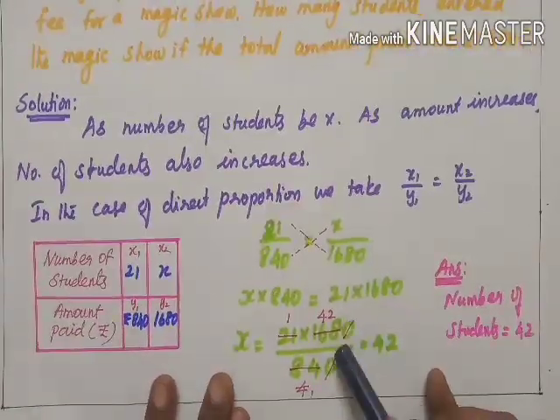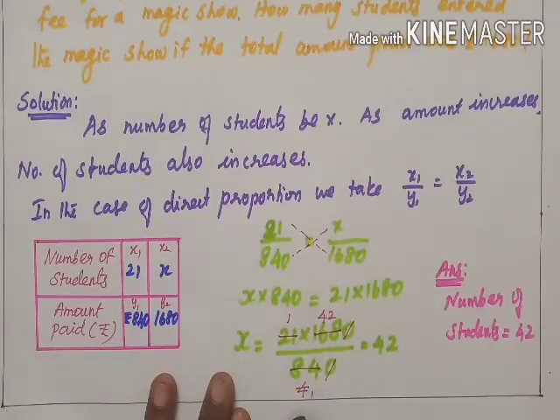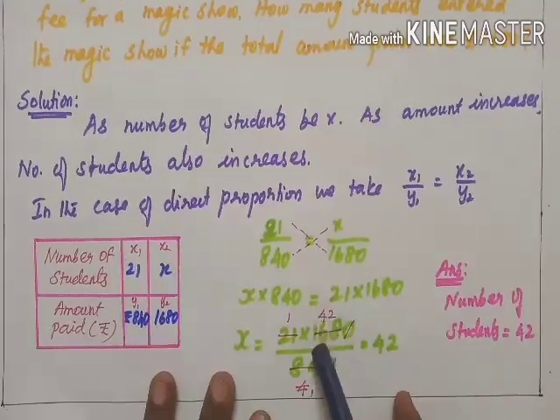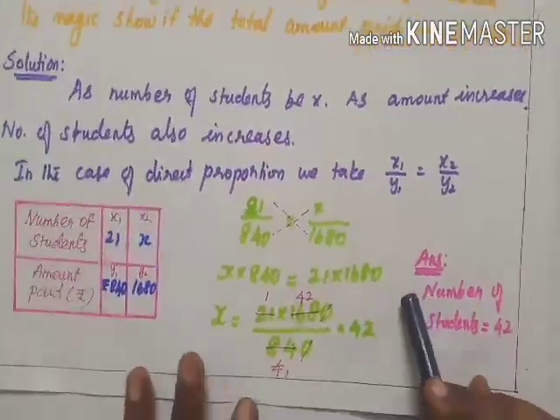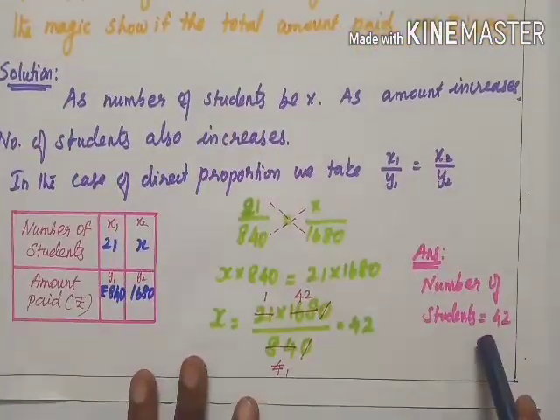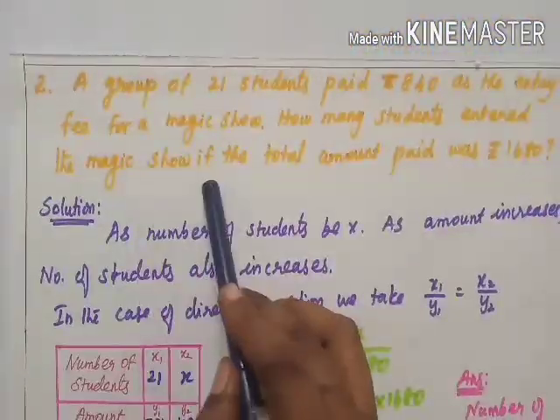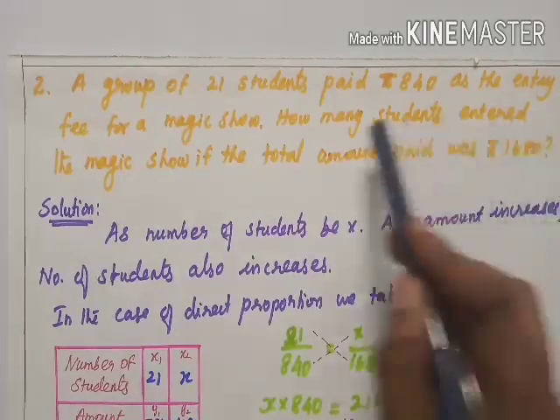Cancel this 0 and 0. And then 1 21 is 21, 4 21s are 84, and then 1 4 is 4, 4 4s are 16, 2 4s are 8, that is 42. So the answer is number of students equal to 42. So 42 students entered the magic show if the total amount paid was 1680. Yes children, right. Next I will go with the third sum.